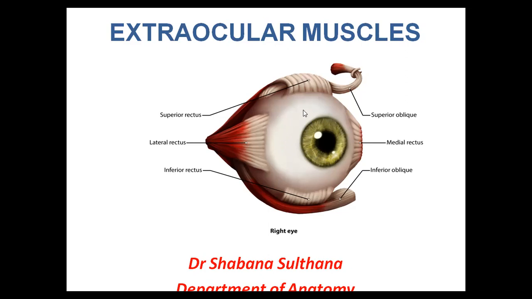In order to move this eyeball in different directions, we have muscles surrounding the eyeball, which are called extraocular muscles. The extraocular muscles, if they are situated above, you call it the superior rectus. The muscle which is situated below is the inferior rectus. And as you can see, this is the right eye. The one which is near the midline, you call it the medial rectus, and away from the midline, we have the lateral rectus. Apart from the recti, we also have two oblique muscles: superior oblique and inferior oblique.